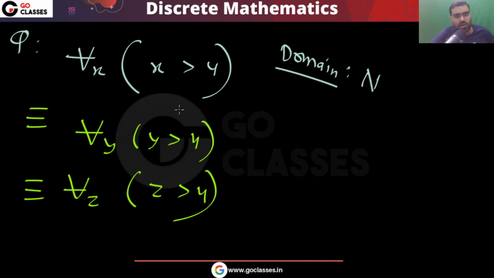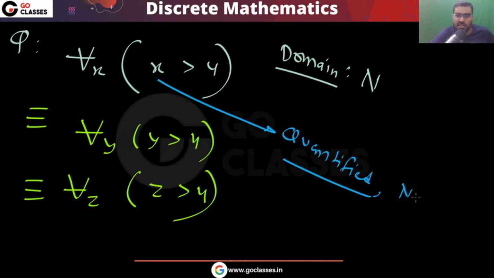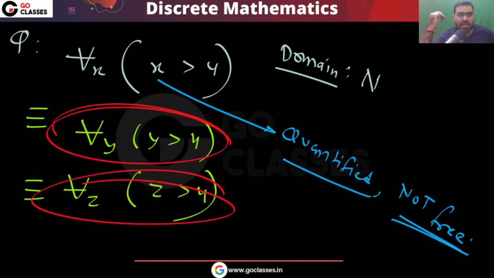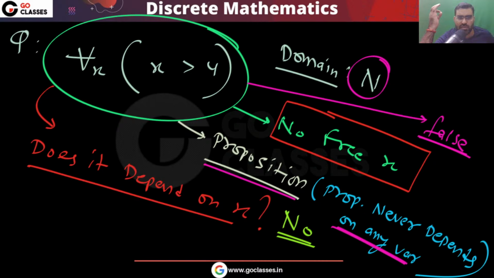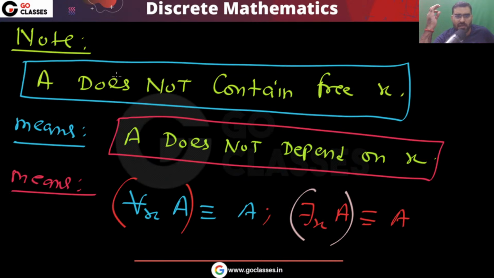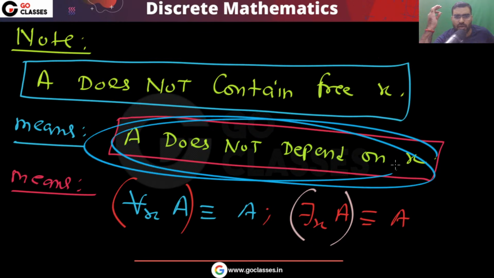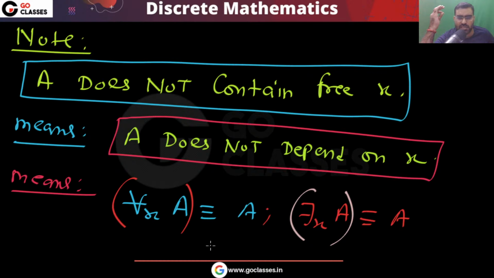Because these are bounded variables. These are quantified variables. These are not free. These are quantified. So you can just change their name, no problem. So this is what I want to tell you: if A does not contain any free variable x, it simply means that A does not depend on x. If A does not depend on x, then any quantifier on x will not affect it.